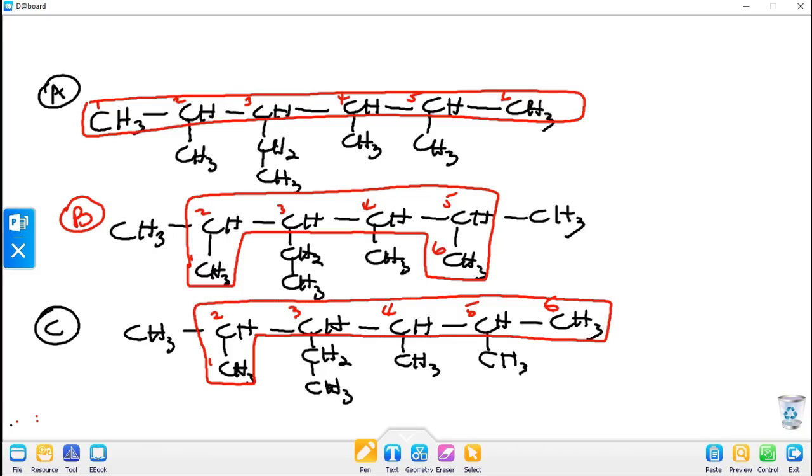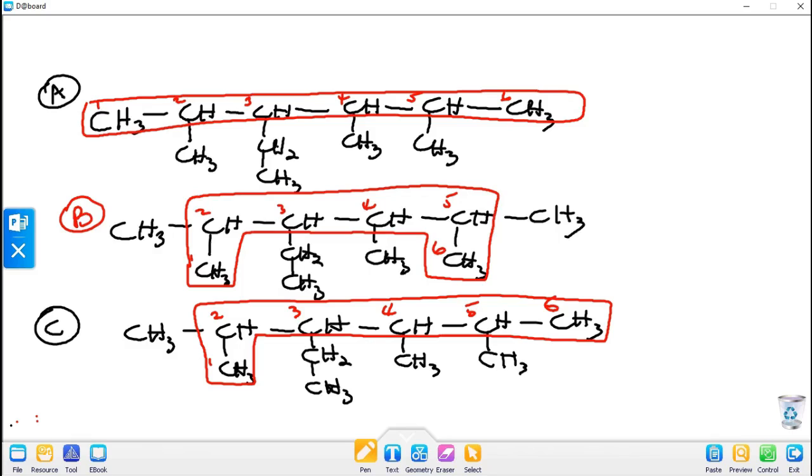Now, looking at the structures displayed, dear students, we observe that they all are given 6 carbon chains as the longest chain. We cannot count more than 6 carbon chains as the longest chain. So the question is, how do we go about choosing which of these styles of counting will be our accepted way of taking our parent chain? Do we take student A or student B or student C?